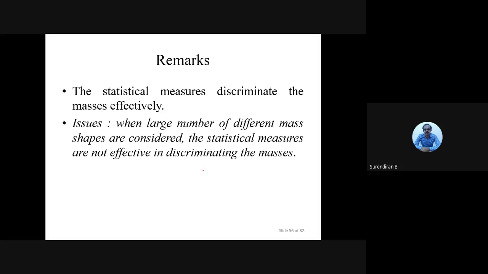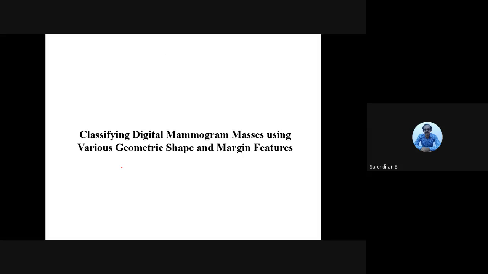But what happened was, when we increased the number of images, we started the experiment with 40 images, then moved to 350 images. In that case, it was not effective. The statistical measures were not good at discriminating the masses; they were not able to discriminate benign and malignant. Then we explored why. I also attended a workshop in Triveti, Hyderabad, where I attended a guest lecture by a foreign professor who worked on mammograms using geometric features. That was the motivation for my research, and we moved into geometric shape-based features for mammogram classification.